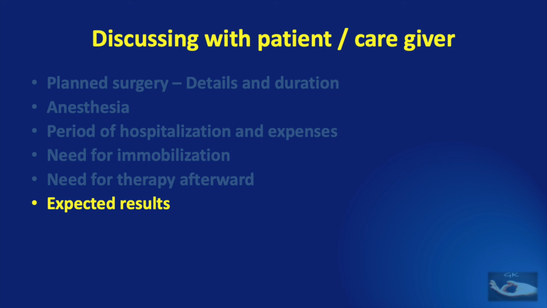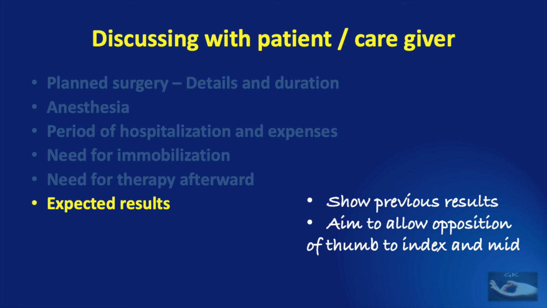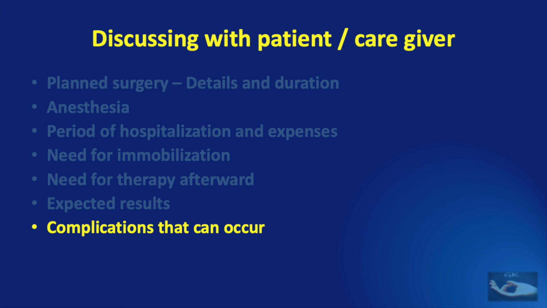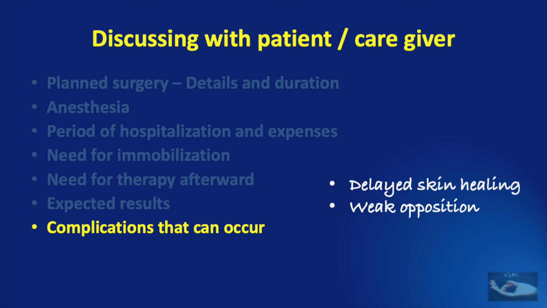All patients and caregivers will always be anxious about the expected results. We need to explain to them about what can be expected in our hands. We can show previous results if available, and this can be in the format of either pictures or videos of our own patients. And we also need to stress that our aim is to allow opposition of the thumb to the index and mid fingers, and also get back some protective sensation so that work can be carried on with the hand. We should also talk to them about the complications that can occur, like delayed skin healing, and a resulting weak opposition after the surgery that may require a corrective surgery.